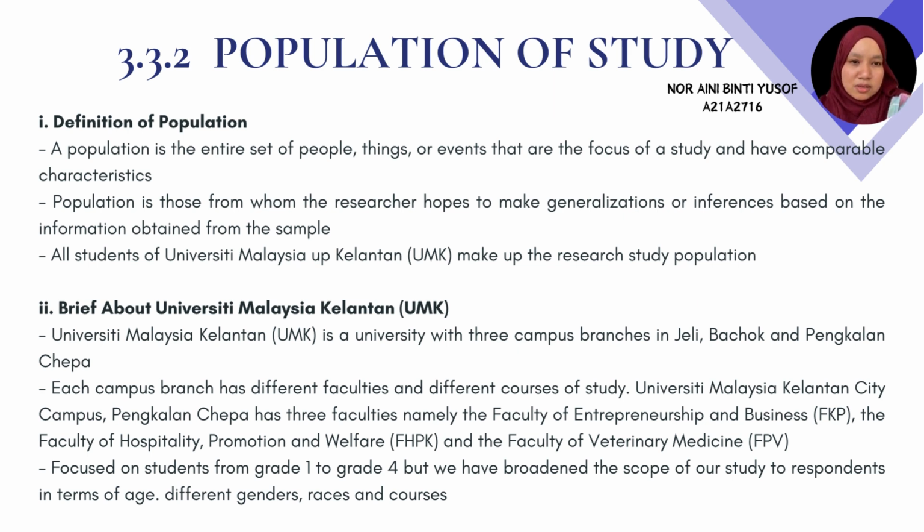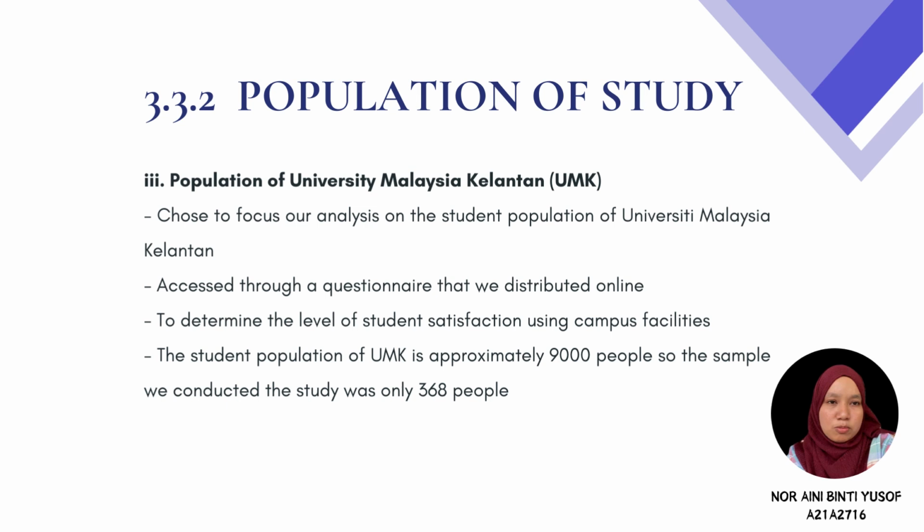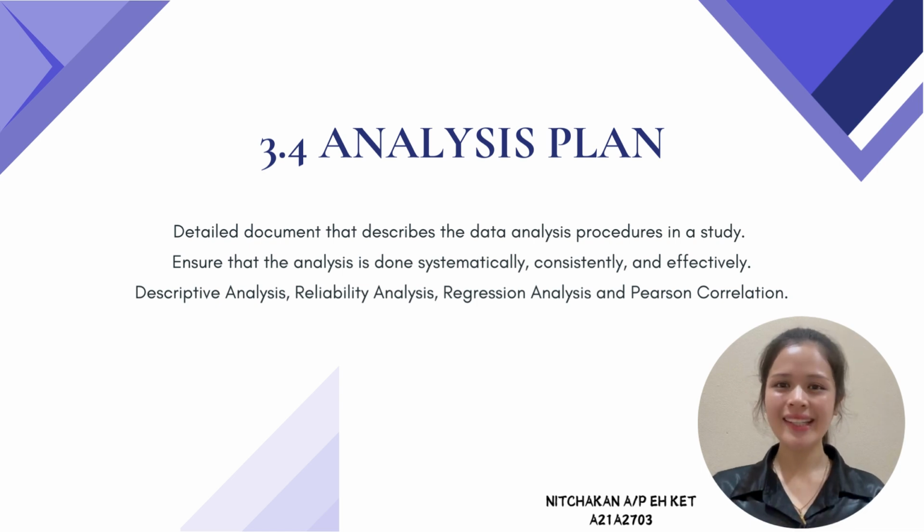About University Malaysia Kelantan, UMK is a university with 3 campus branches at Jeli, Bachok and Pengkalan Chepa. Each branch of the campus has a different faculty as well as a different course of study. The population of UMK students is about 9,000 people, so the sample we took to conduct the study is only 368 people.